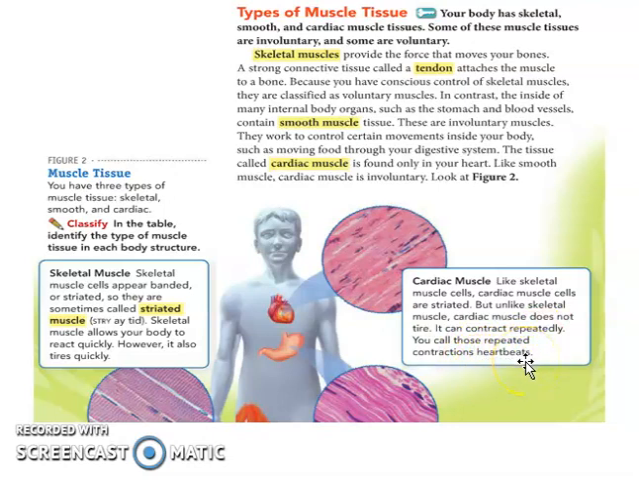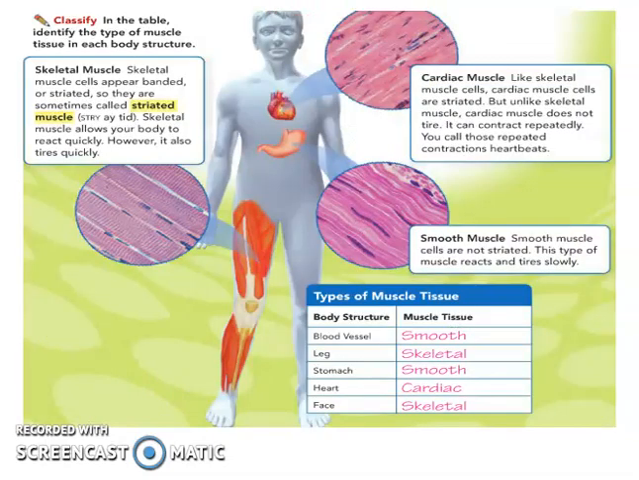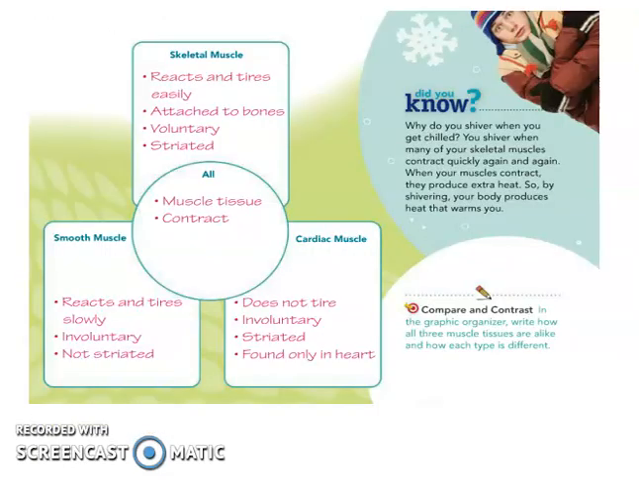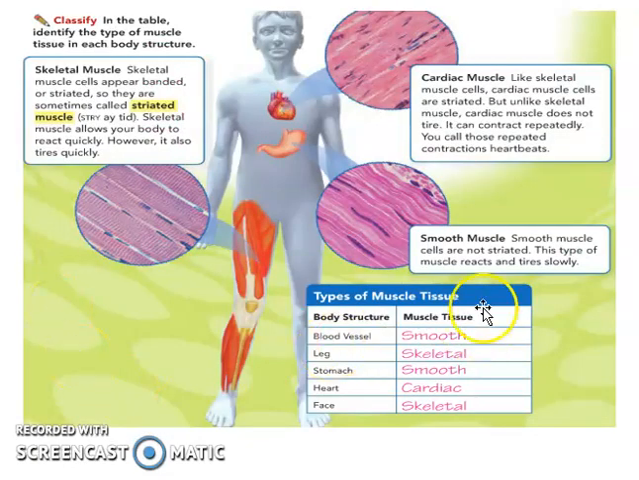Okay, the next kind of muscle is the smooth muscle. Smooth muscles are not striated. The arrangement is not the same as these two. If these two, the arrangement is parallel like this, the smooth muscle is different. This type of muscle reacts and tires slowly.